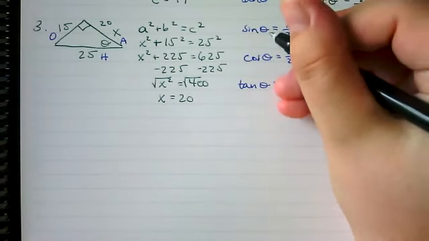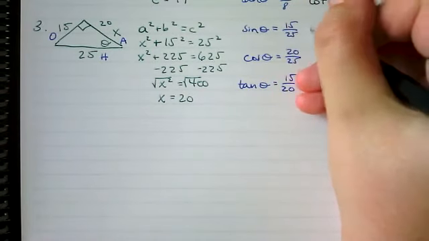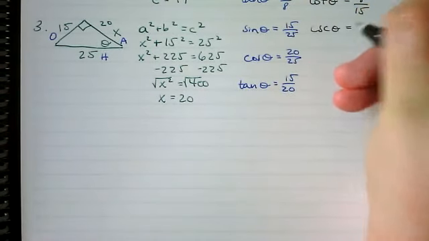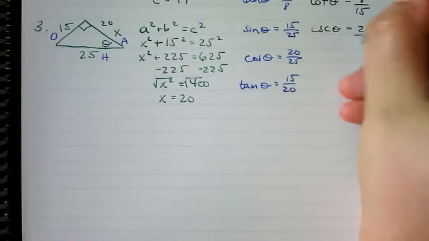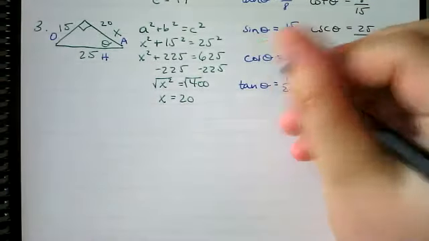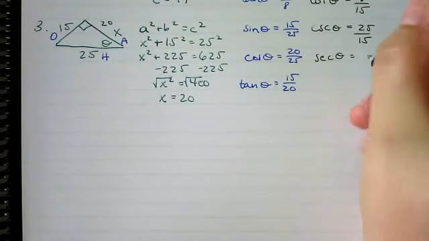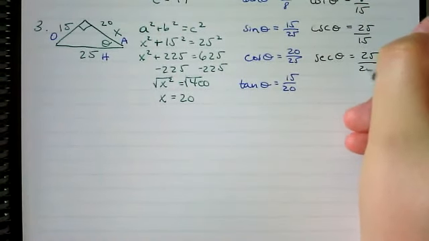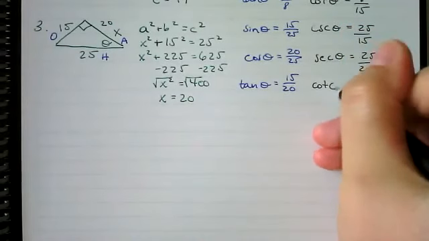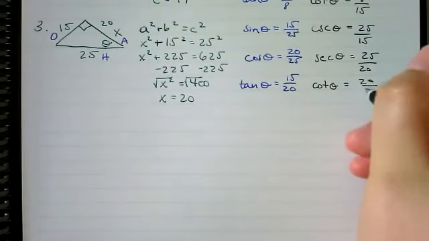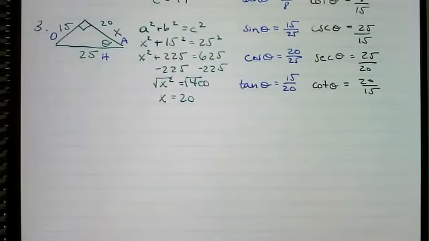Okay, so for question number 3, we've got sine. So sine goes with cosecant of theta, which is 25/15. Cosine goes with secant. So secant is equal to 25/20. And then cotangent is equal to 20/15. And that's it. You're just finding those. I'm sorry, they're called reciprocal trig functions, not inverse.